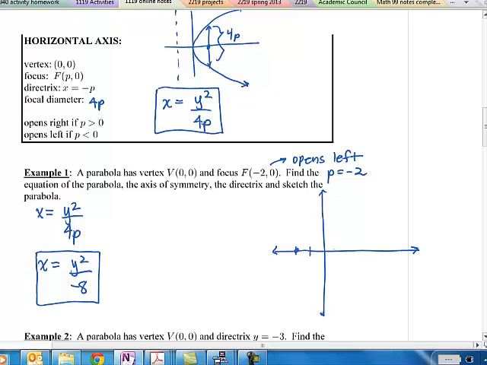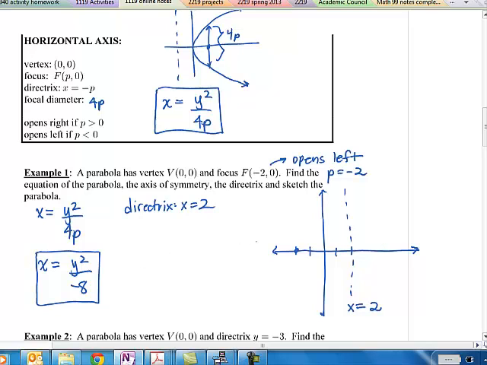The directrix will have to be a vertical line, so it'll be an x equals line. And it's on the opposite side of the vertex from the focus, the same distance away, so it would have to be x equals 2. And always write it as a line, not just a number 2.